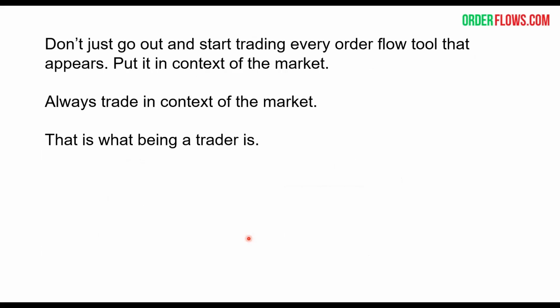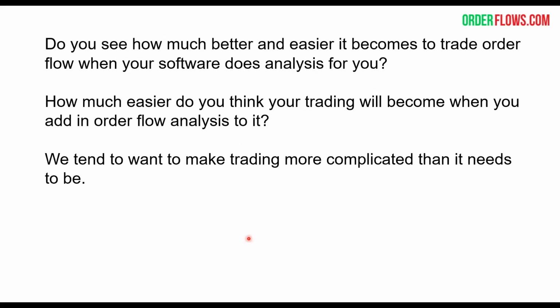So you don't just go out and start trading every order flow tool that appears, every signal that appears. You've got to put it in context of the market, and always trade in context of the market. That's what being a trader is: putting what you're seeing in the market in context. It's not just about, oh, there's a red arrow, I've got to sell, or oh, there's a green arrow, I've got to buy. No, the order flow is turning bullish. What should I be thinking of doing? And is what I'm starting to see in the order flow conducive to my expectations of the market?